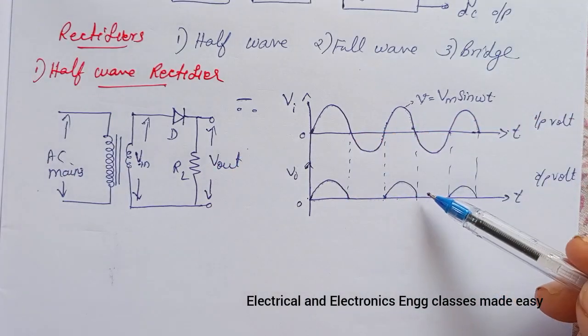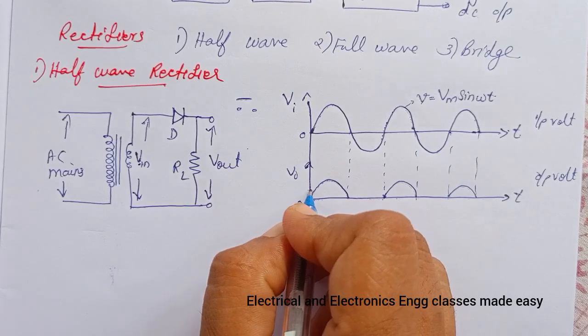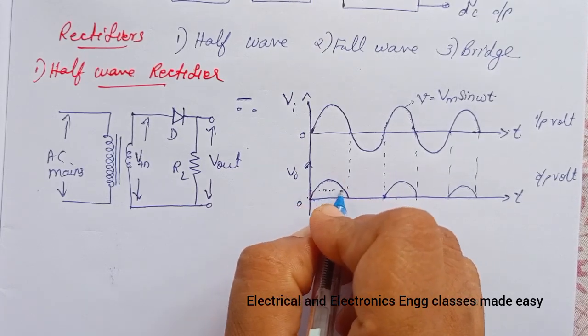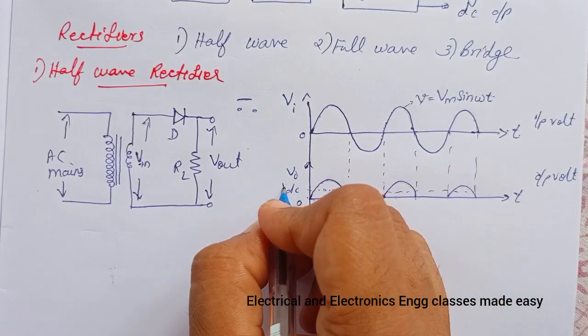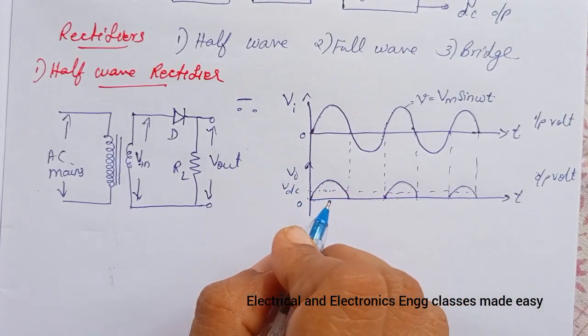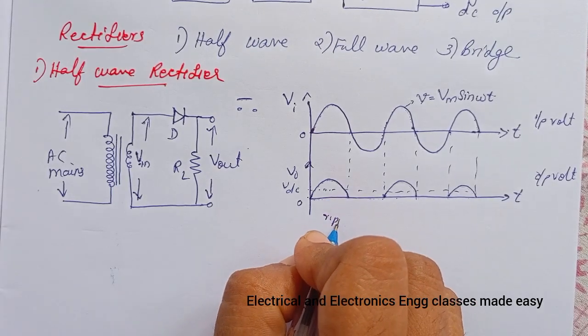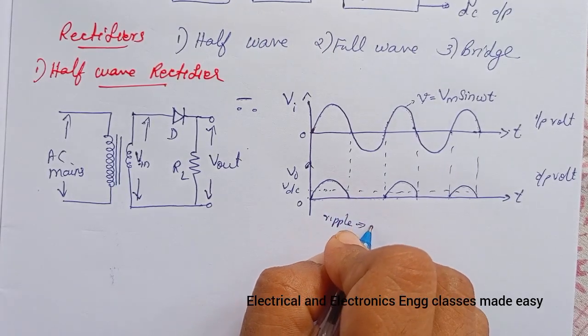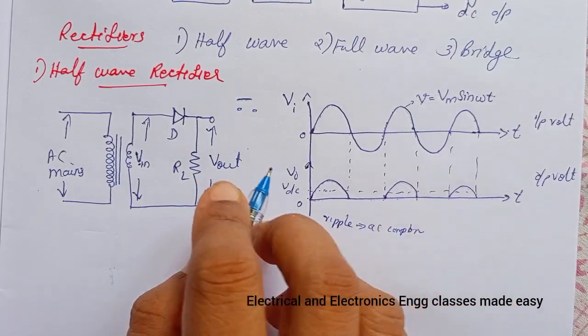The output voltage contains a DC component as well as an AC component known as ripple. So ripple is the AC component present in the output of the rectifier.